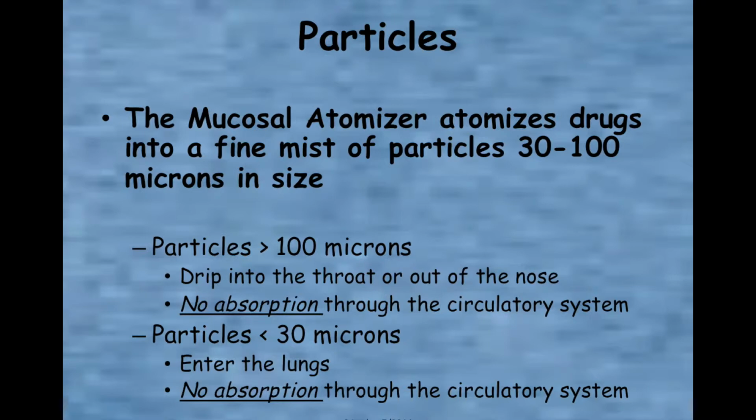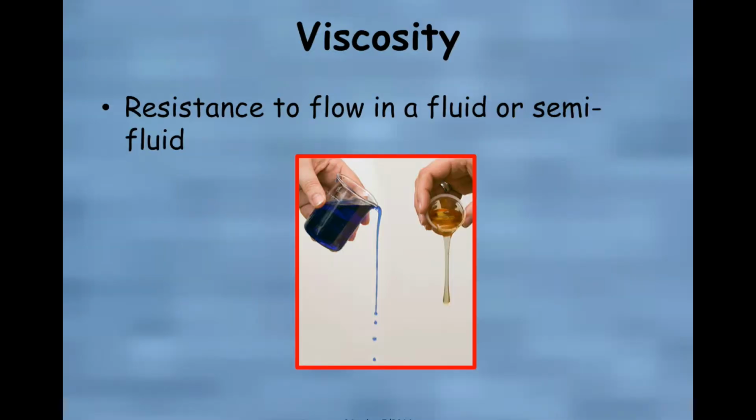If the atomizer is pushed too slowly, then the particles will be too big, and the particles won't be able to absorb through the circulatory system. They're going to drip into the throat. Same can be said if it's done just a little bit too rapidly, which is almost impossible to do, frankly, with MAD. But if the particles did become smaller than 30 microns, then they would enter the lungs and there wouldn't be absorption through the circulatory system.